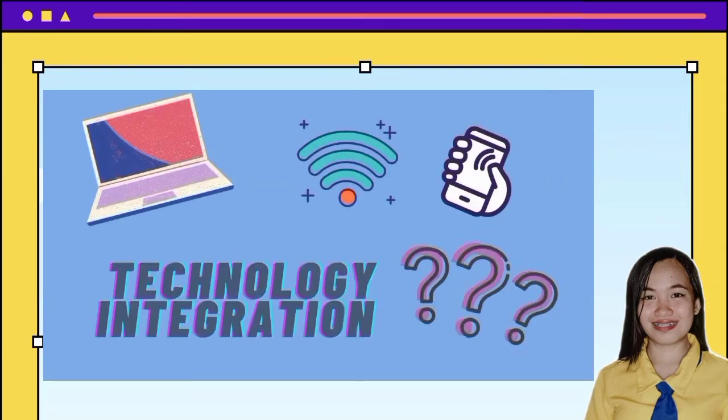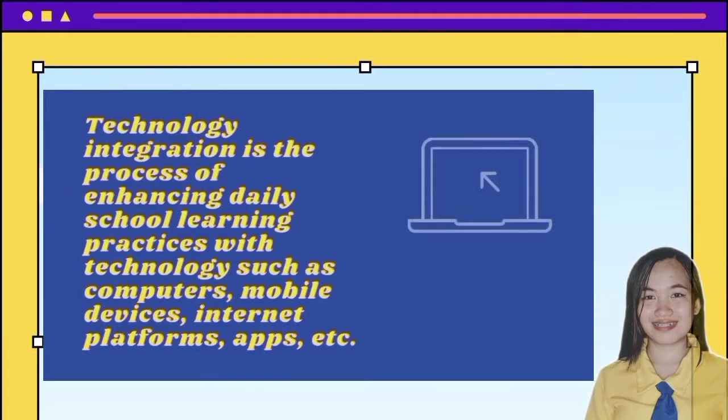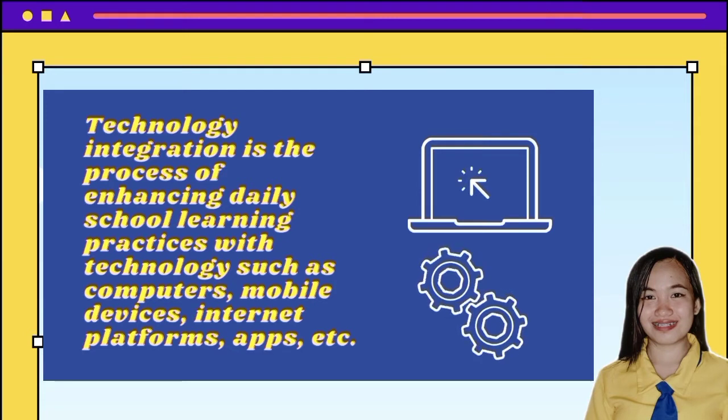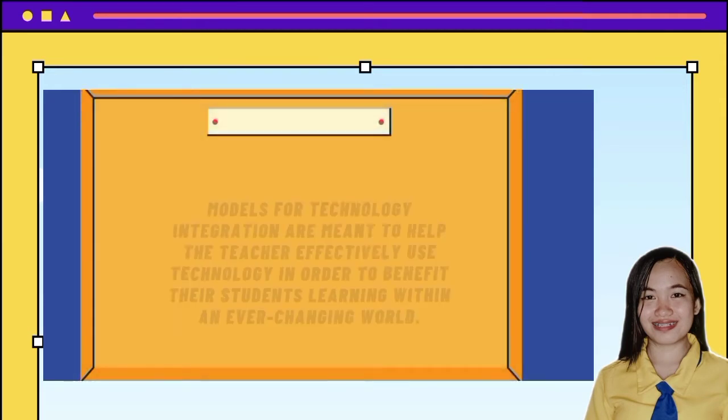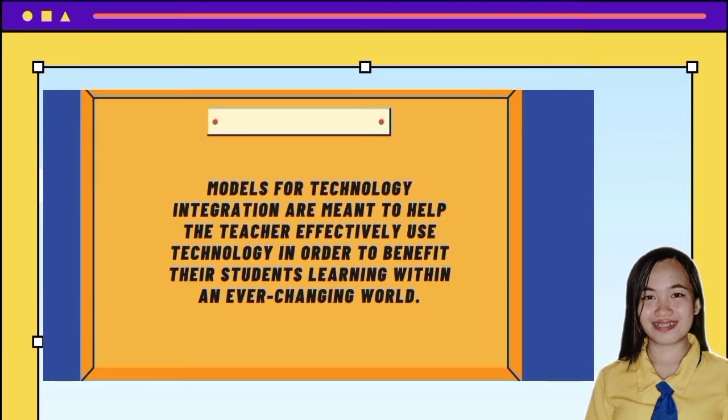What do we mean by technology integration? It is a process of enhancing daily school learning practices with technology such as computers, mobile devices, internet platforms, apps, and the like. Models for technology integration are meant to help the teacher effectively use technology in order to benefit their students' learning within an ever-changing world.